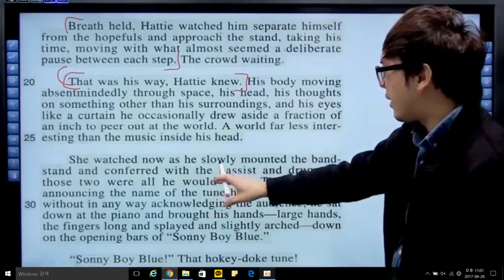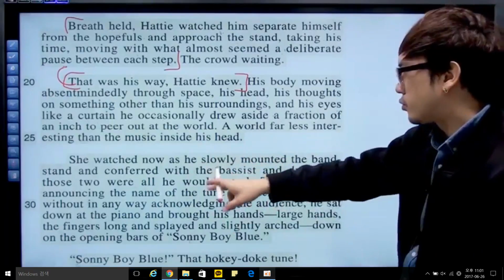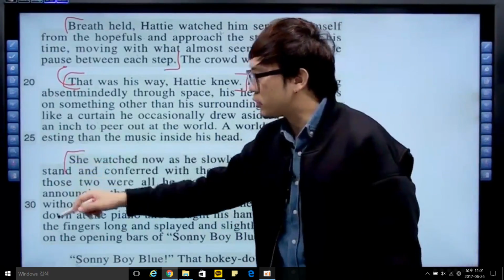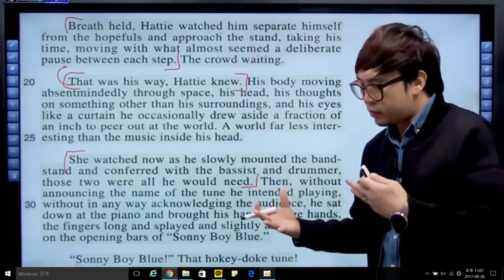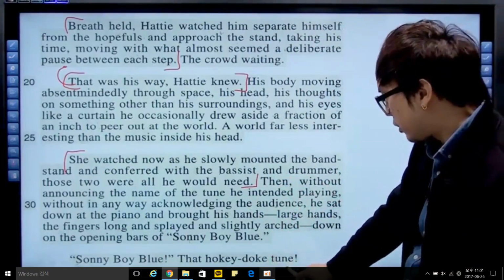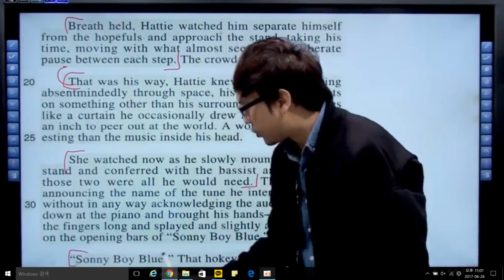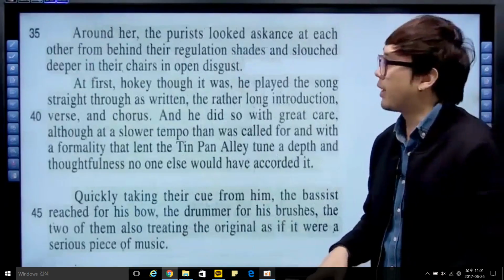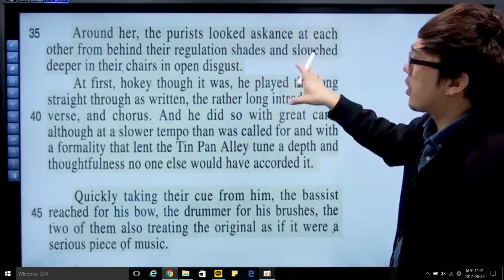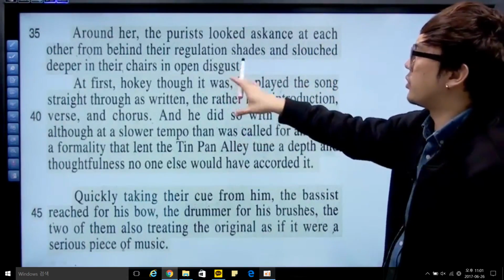And then she watched now as he slowly mounted the bandstand and conferred with the bassist and drummer. Those two were all he would need. So he would confer, meaning he would talk with his bassist and drummer, and they're trying to figure out the tunes and whatnot, right? And then it says Sonny Boy Blue, that hokey old tune. So Sonny Boy Blue is the one that they're going to play. And then around her, the purists looked askance at each other from behind their regulation shades and slouched deeper in their chairs in open disgust.